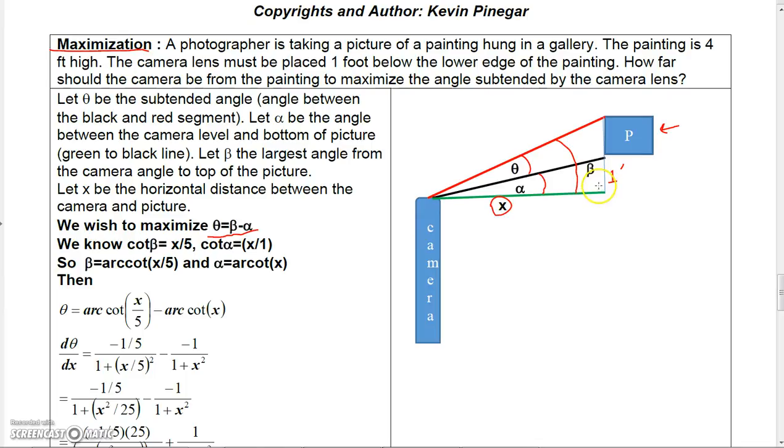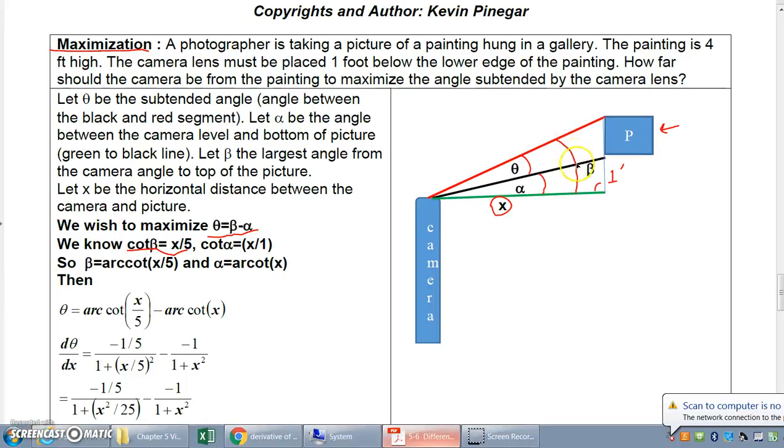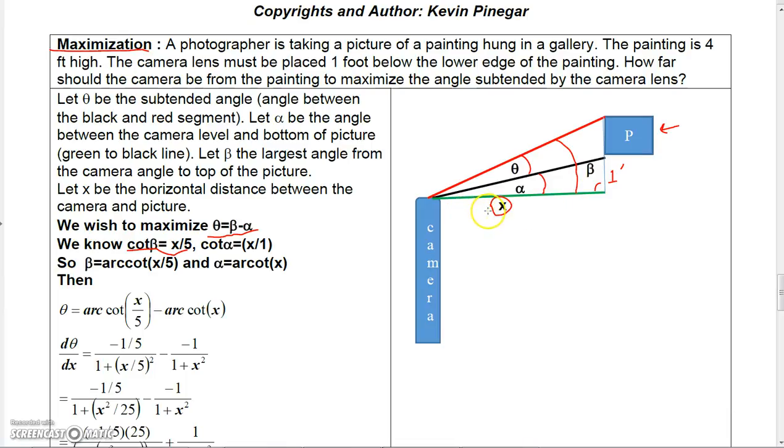Now, since this is a right triangle, we can say cotangent of beta is x over 5. Since beta is this entire angle, and tangent is opposite over adjacent, cotangent would be adjacent over opposite. The adjacent for beta would be x, and the opposite would be all the way to the top of the picture. Since the picture is 4 feet, that would be 1 foot plus 4 feet, which is 5 feet. So cotangent of beta would be x over 5.